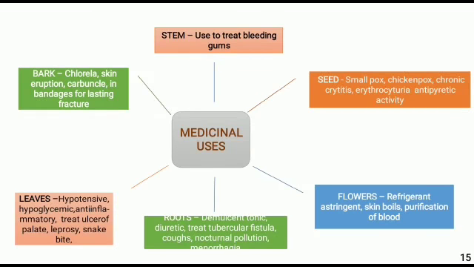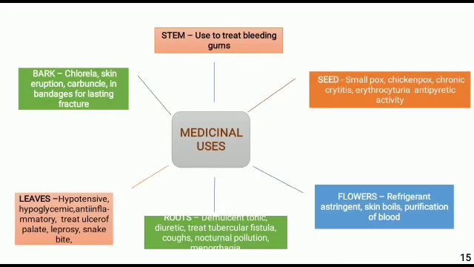Okay, these are some medicinal uses according to the parts of the plant. These are mentioned here. Stem is used to treat bleeding gums. Seed is used to treat smallpox, chickenpox, chronic sciatica, erythrocyturia, and has antipyretic activity. Flower is used as a refrigerant, astringent. It is used to treat skin boils and for purification of the blood.